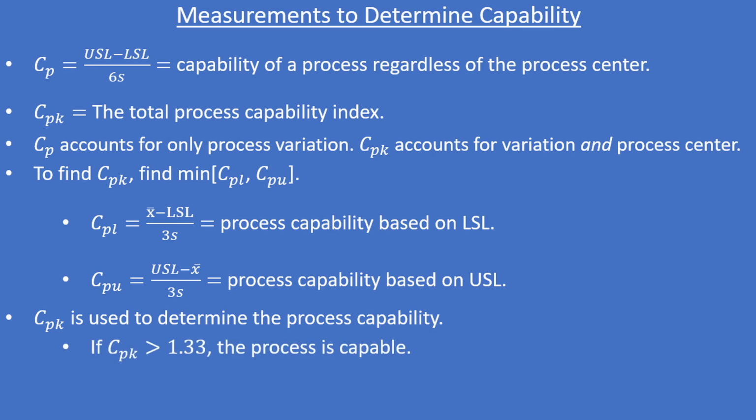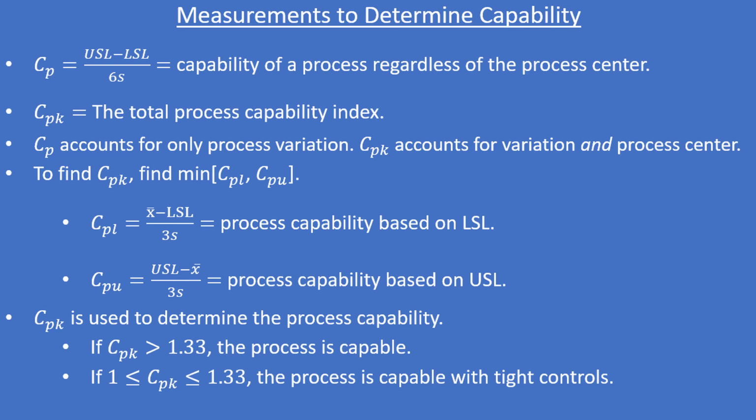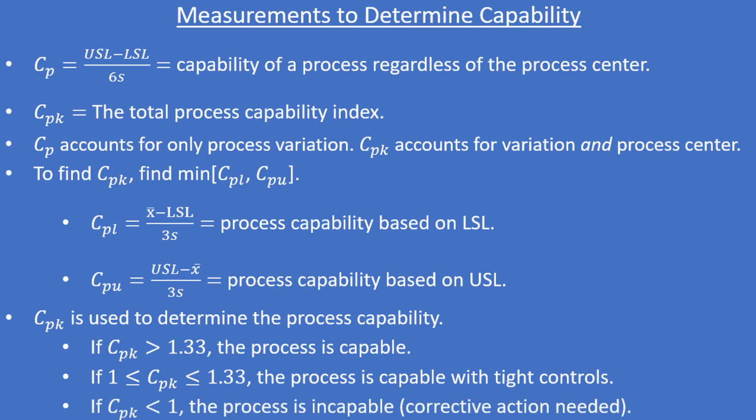If CPK is greater than 1.33, the process is said to be capable and functioning properly. No corrective action is needed. If CPK is between 1 and 1.33, the process is capable but should be monitored with tight controls. If CPK is less than 1, the process is incapable and corrective action should be taken. This might amount to adjusting a machine or perhaps instructing employees to change their working procedure in some way to correct the problem.